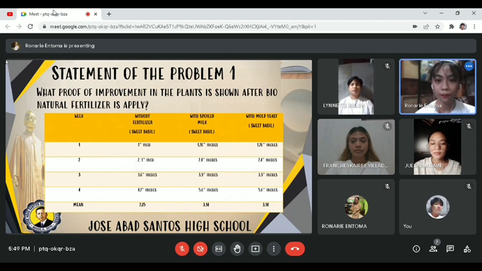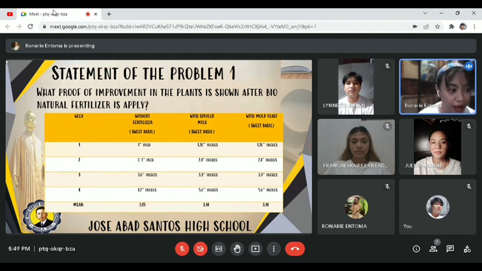For our statement of the problem number 1, the question is, what proof of improvement in the plants is shown after bio-natural fertilizer is applied? As we can see, we have here the ANOVA table. Step 1 is acquiring the mean of the group after planting sweet basil plants and applying mold yeast and spoiled milk as a bio-natural fertilizer.